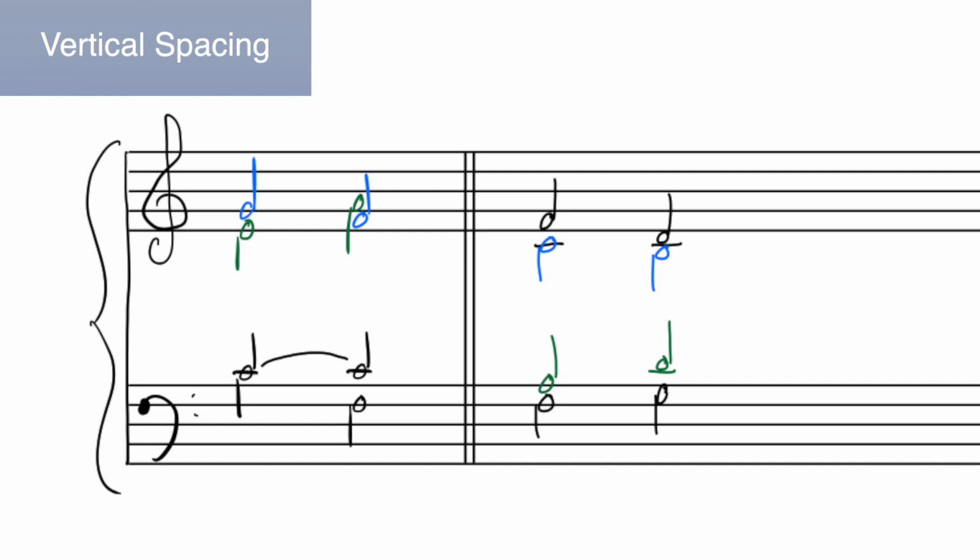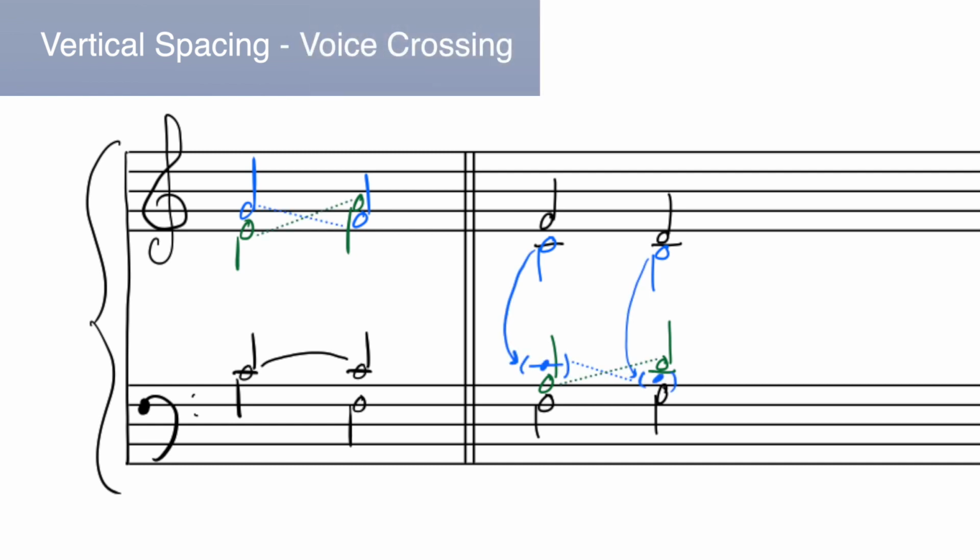We also want to avoid what is called voice crossing. This happens when voices swap relative positions with each other in any given chord. Simply put, this means that an upper voice should always sound notes that are higher than all of the voices below it, and lower voices should always have notes that are lower than all of the voices above it.